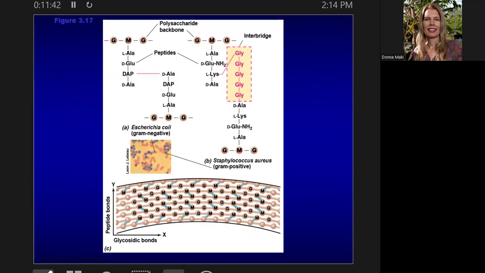Here's another image. This one's comparing gram-negative to gram-positive in the sense of some of the little differences in what's in the peptide cross-link, and then here you have that interbridge. Very often it's glycine, that amino acid. They'll just put a bunch of glycine together and then use that as part of their peptide cross bridge. And then this is kind of getting at the chainmail idea. You can think about chainmail in a suit of armor. It's kind of that idea.